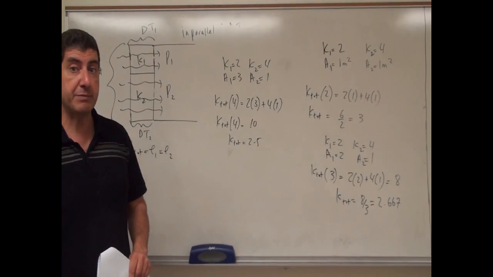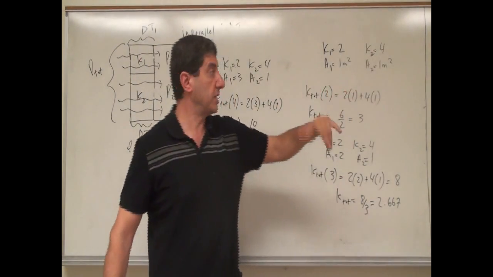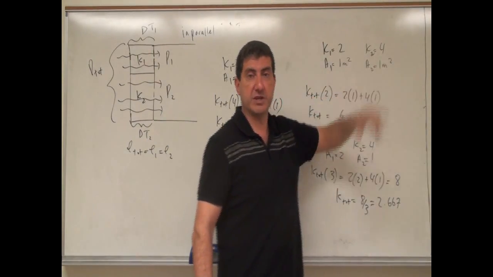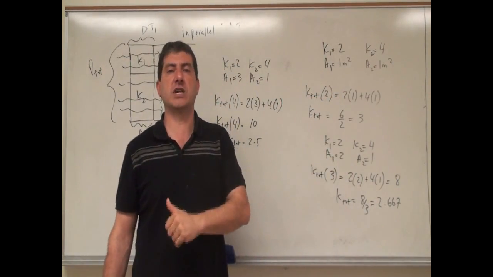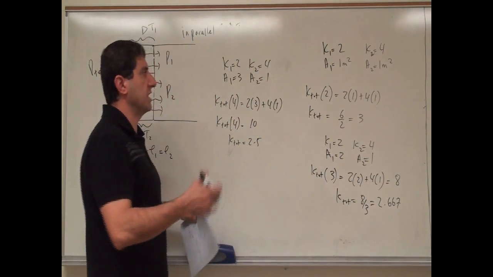The same thing will happen as I make the surface area of the K2 wider, as it goes to 2, 3, 4, 5 meters squared. The total K value will approach the value of the K2, right? So now you can see how this works.